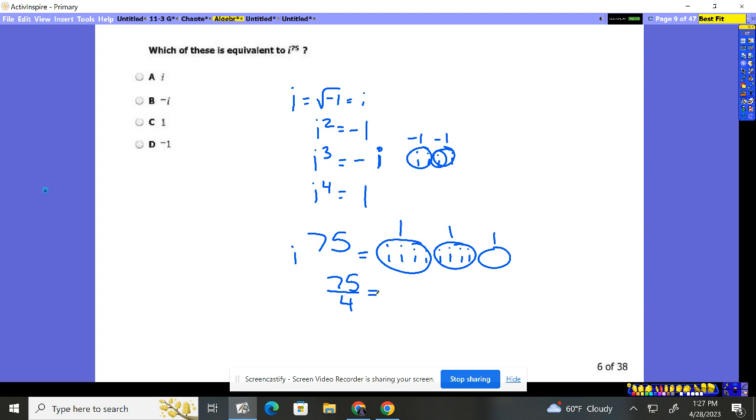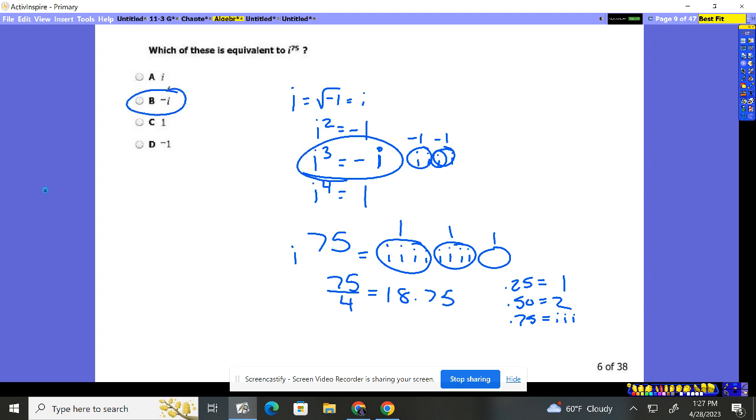But when I do 75 divided by 4, it gives me 18, and then 3 left over, which is going to be 0.75, 75 cents. Remember, if you have 1 quarter left over, that means you had a single i left over. 50 cents means you had 2 i's left over. 75 cents means you had 3 i's left over. And i to the third is what? Negative i. So that's the answer here.